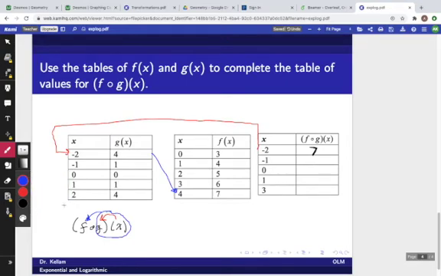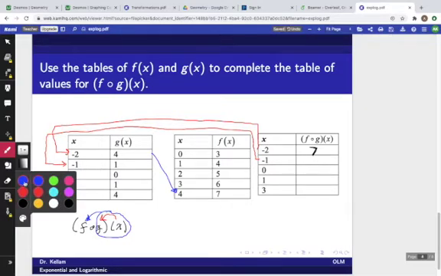Now, negative 1, we're going to do the same basic thing. We're going to take our negative 1, and we're going to still put it into g, but we're going to look at this negative 1. And negative 1 produces 1. 1 in f gives me 4. So f of g of negative 1 is 4. f of g of 0 is 3. f of g of 1 is 4.